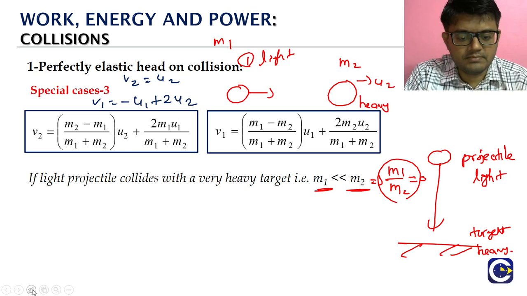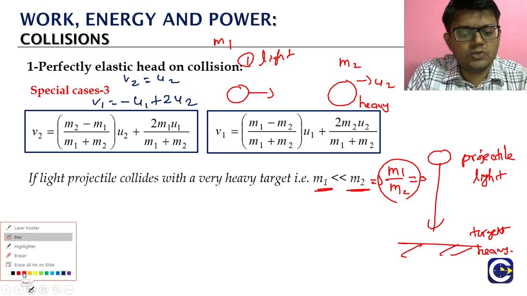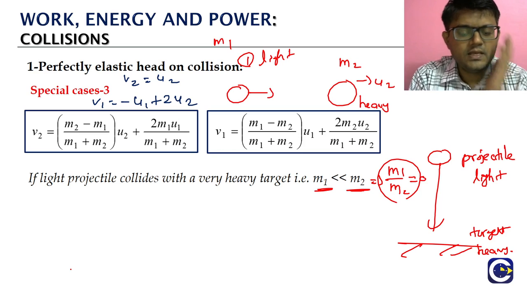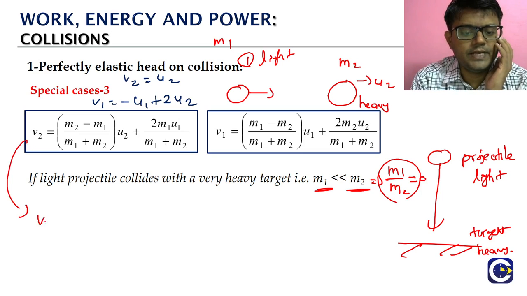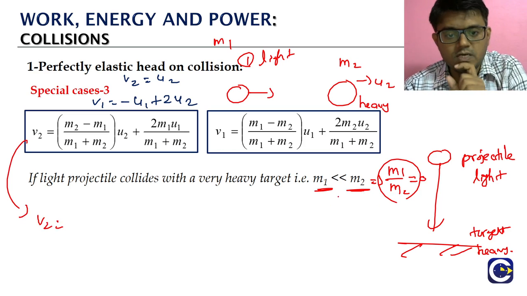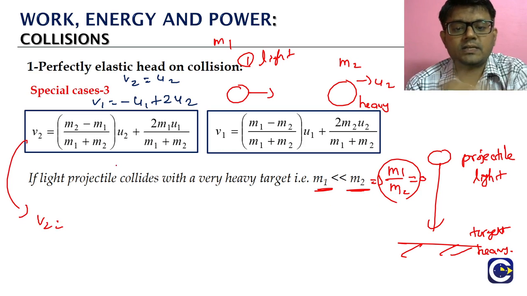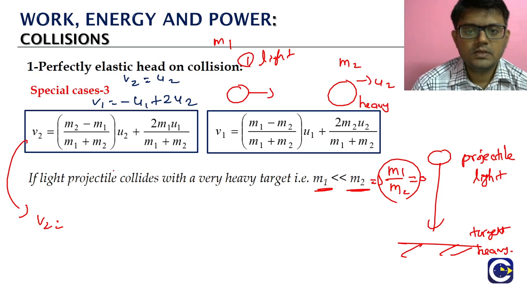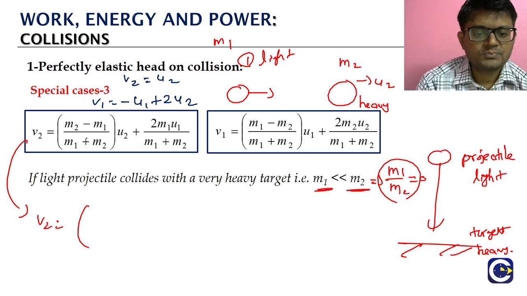Let's see how it comes. But we can even write down these values by looking at the previous expression. Okay, first let's solve v2. What should we get for v2 here? In these expressions, m1 by m2 should come. So we will divide the expression numerator and denominator by m2. So if we divide by m2, what is going to happen?